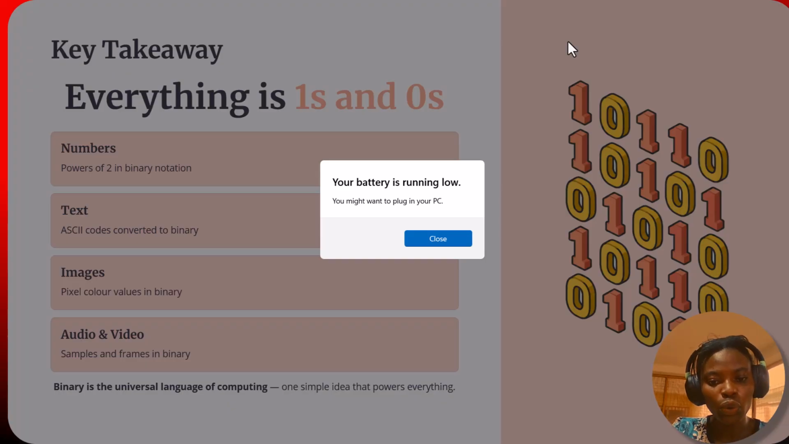So although we interact with computers using numbers, words, pictures, sounds, and videos, underneath all of these is the same basic idea: binary. Binary is the universal language of computing. It is a simple idea involving just zeros and ones, but it is the foundation that allows computers to store and process all different types of information.